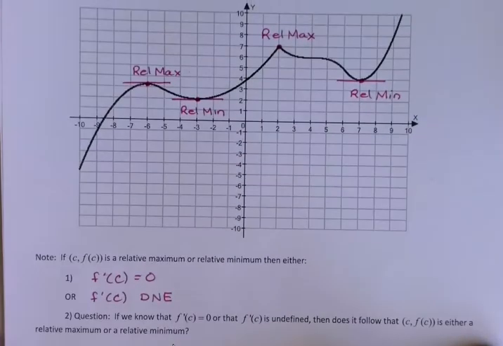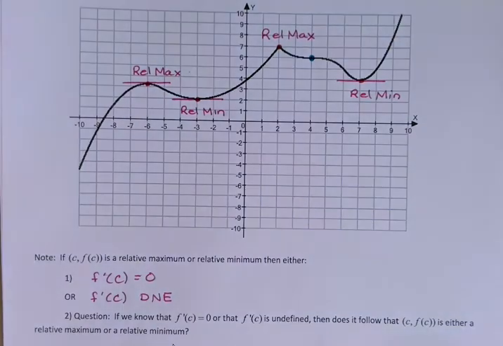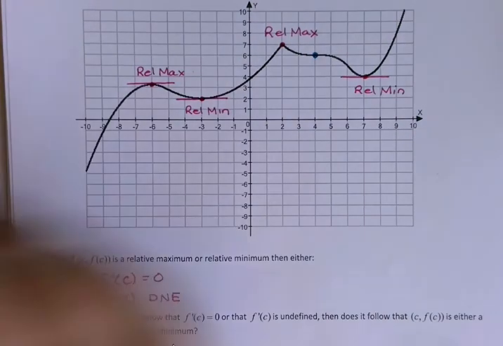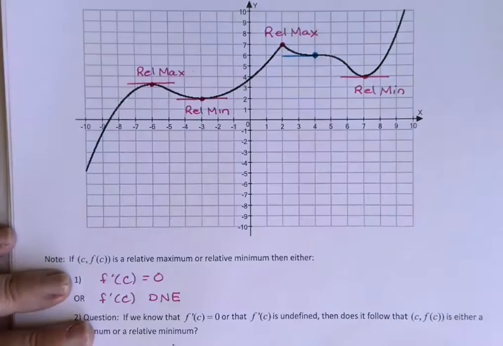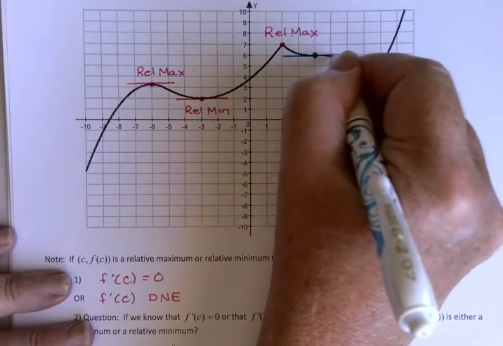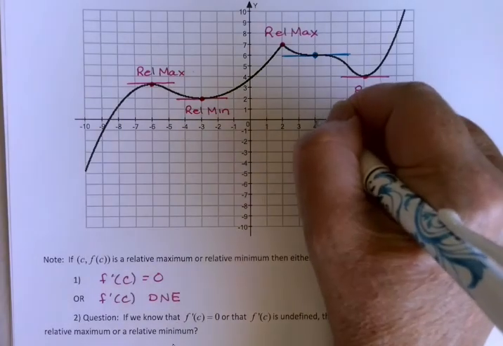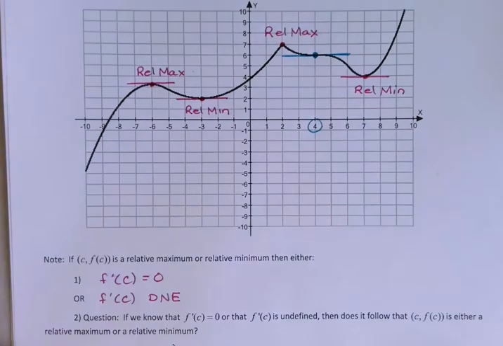Here's a perfect example right here. Right at that point, the tangent line would be horizontal, right? Coming in from the left, you'd have a tangent line horizontal that way. Coming in from the right, horizontal this way. So even though at this point, which happens to be x equals 4, we have a horizontal tangent line or a slope of 0, it's neither a maximum nor a minimum point on our graph.